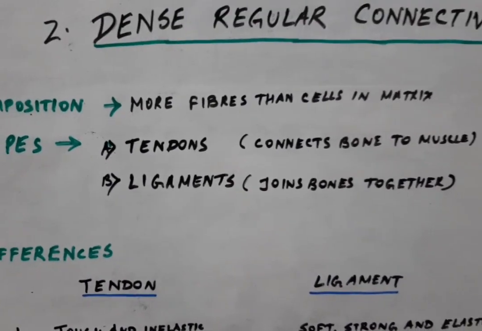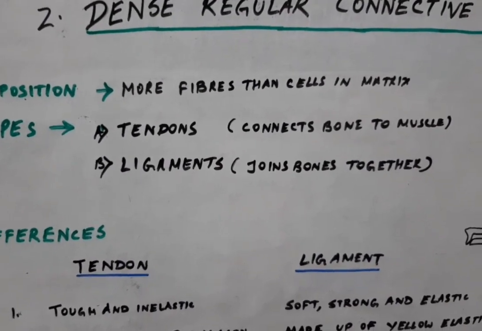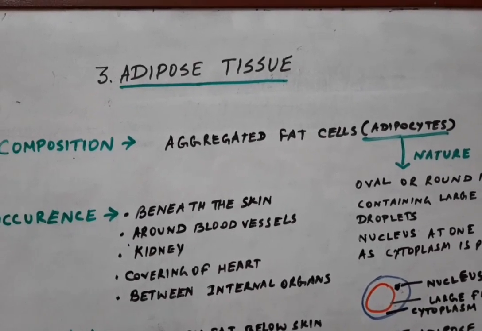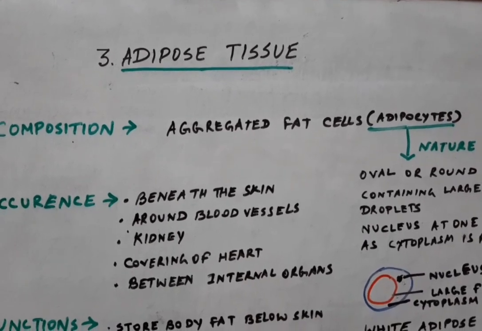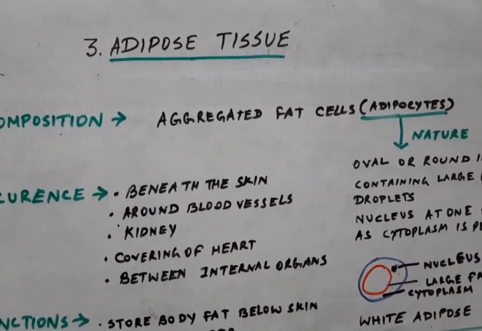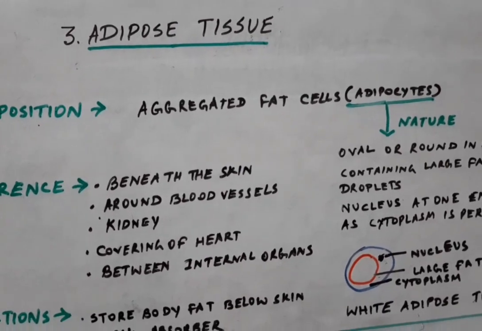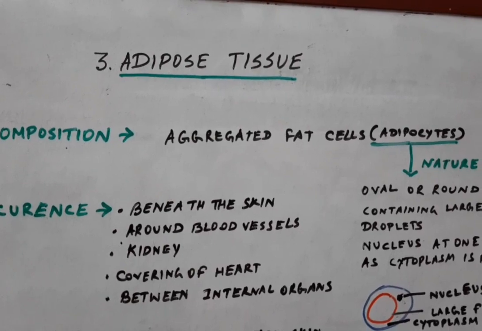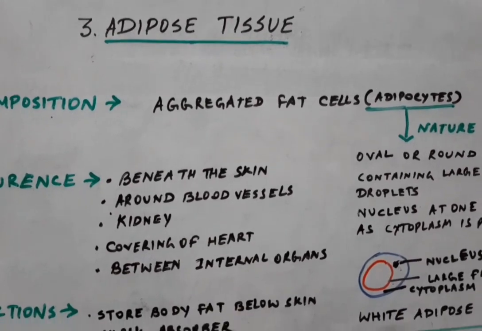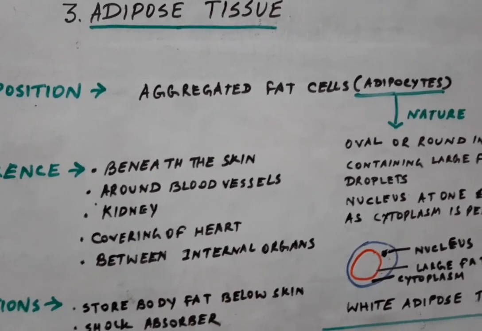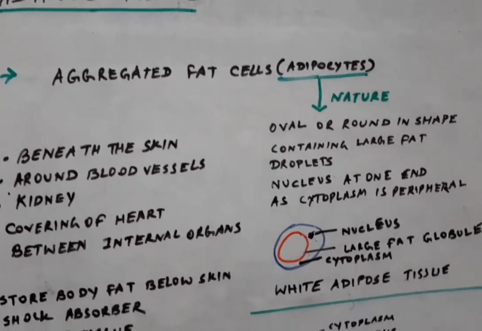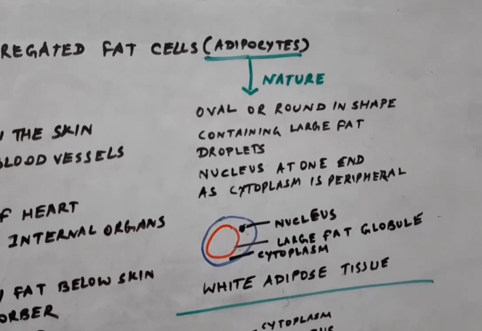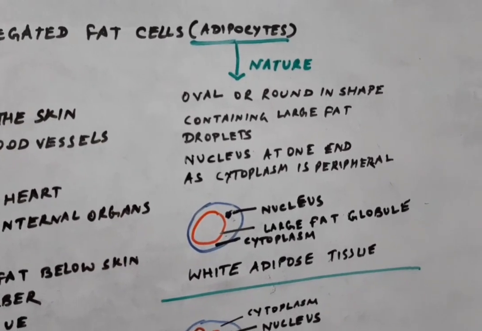Next type of connective tissue is the adipose tissue. So have a look. The third type of connective tissue is adipose tissue. Now adipose tissue is composed of aggregated fat cells. These fat cells are called adipocytes. Now these adipocytes may be oval in shape, may be round in shape. These fat cells contain large fat droplets or large fat globules.